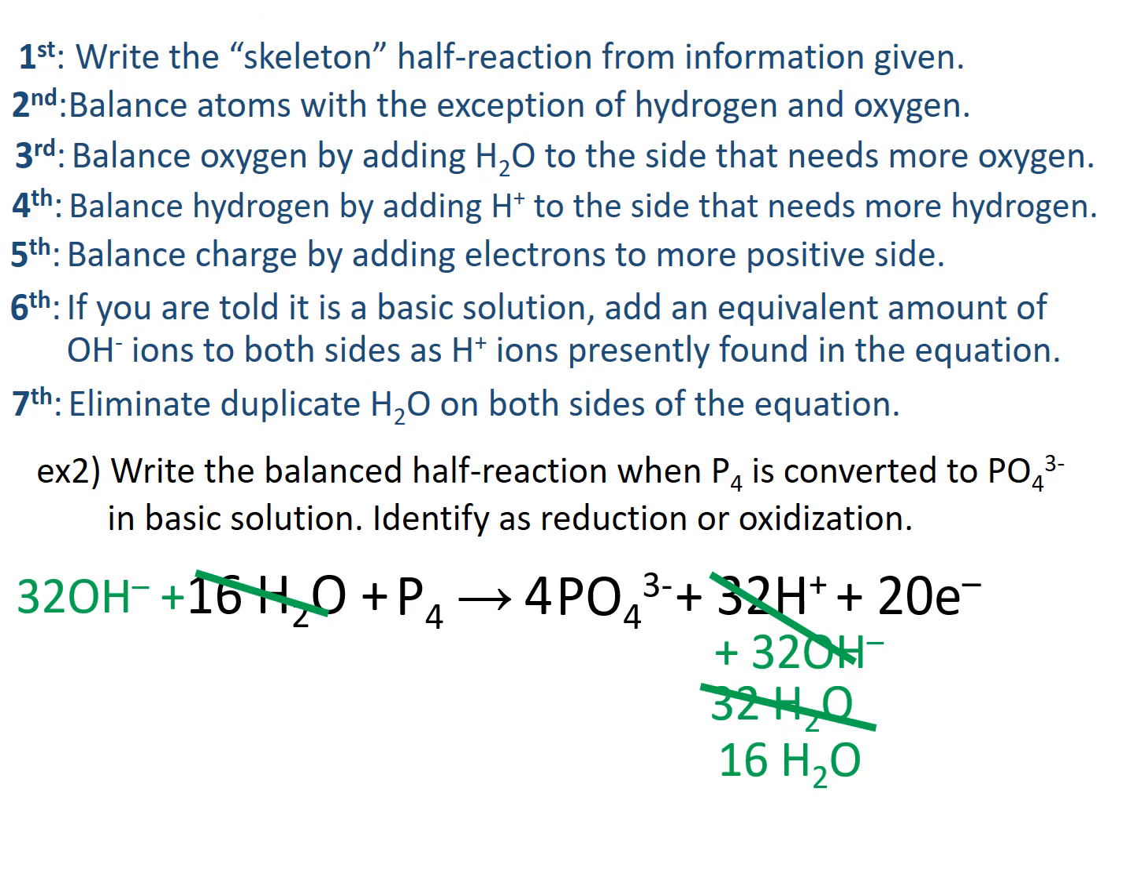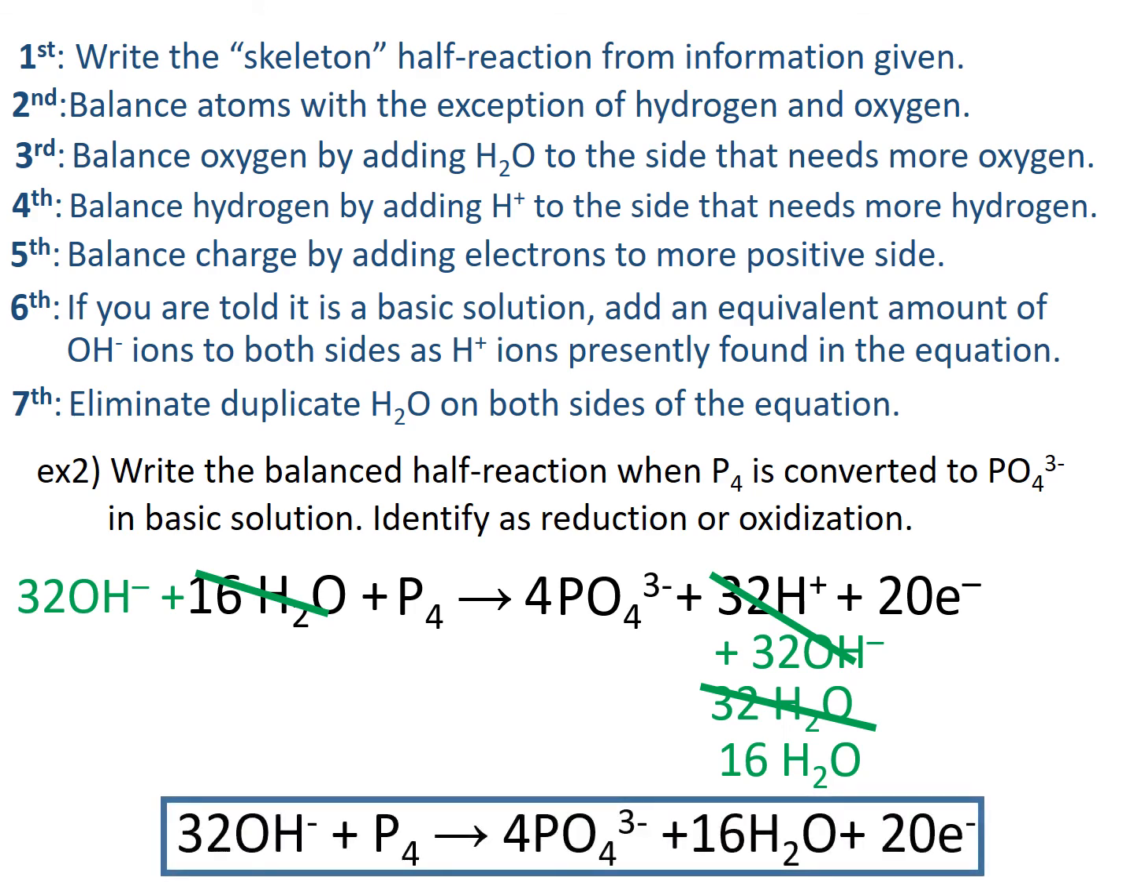And then I just write everything that remains. 32 hydroxide ions plus P4 gives me 4 phosphate ions, 16 water molecules, and 20 electrons. Last thing, it said identify as reduction or oxidation. The electrons are on the right-hand side, which means they are leaving, so we're losing electrons. And if we lose electrons, it's oxidized, that's Leo.